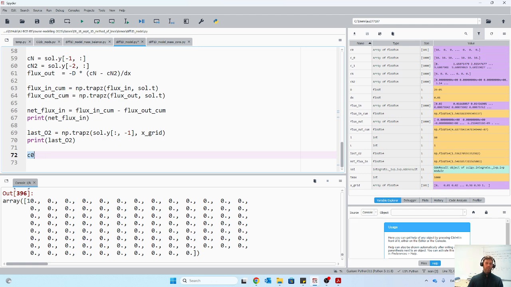So this is just the concentration, but what is the mass? Well, we can multiply this by dx divided by 2.